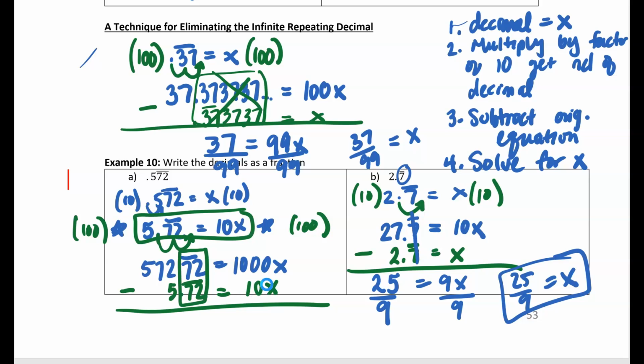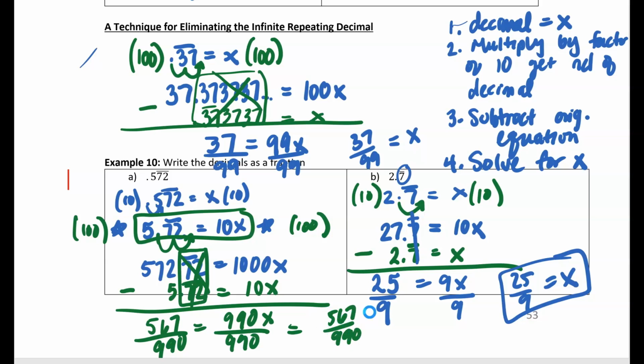So we're going to have 10x over here, and now we're going to subtract. The repeating parts cancel. So then you're left with 572 minus 5, so that would be 567 equals 1000 minus 10, which would be 990x. Then we're going to divide both sides by 990, and we end up getting 567 divided by 990.